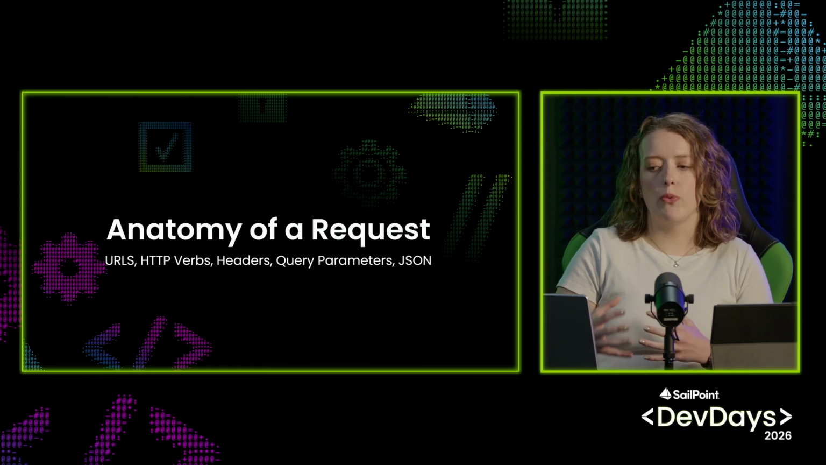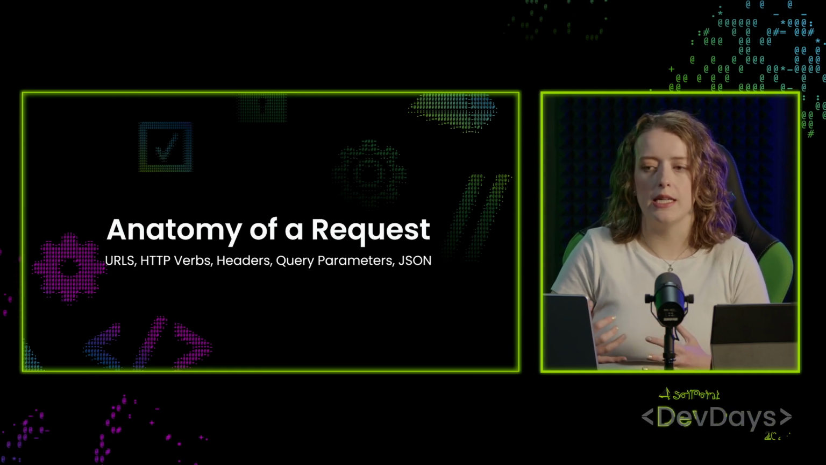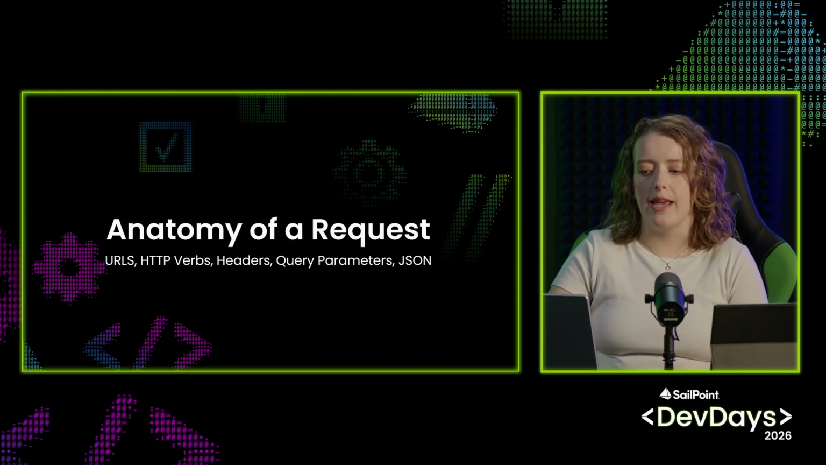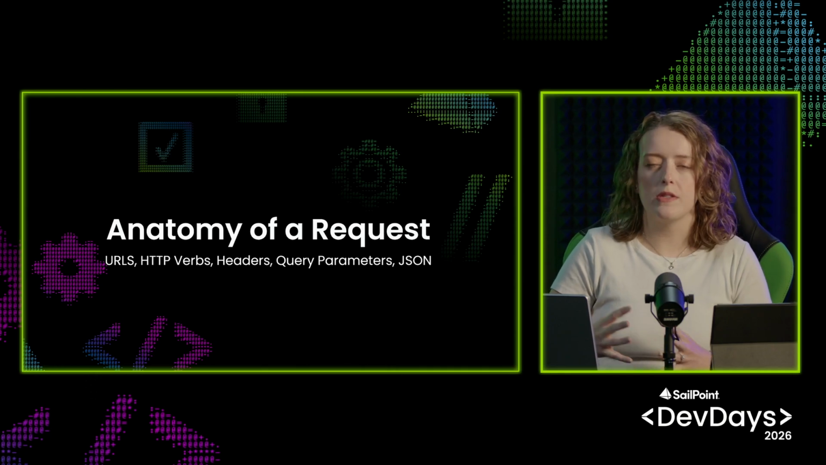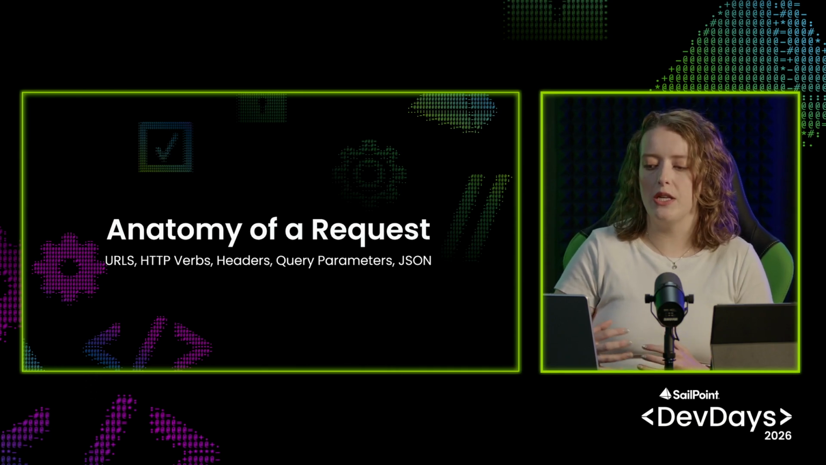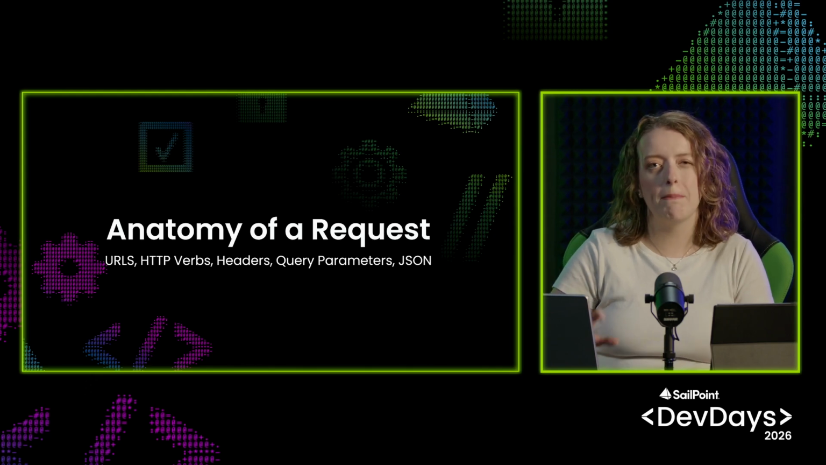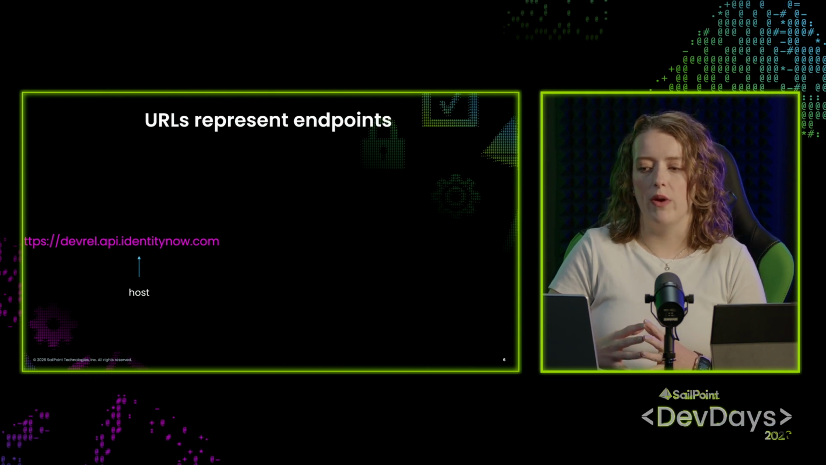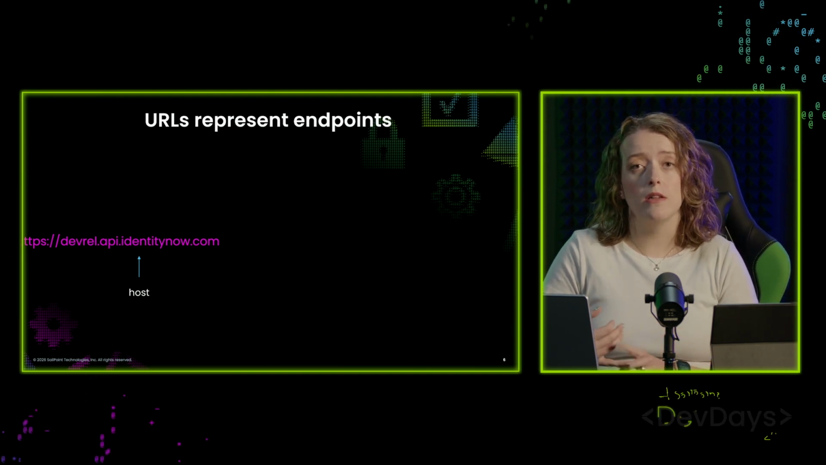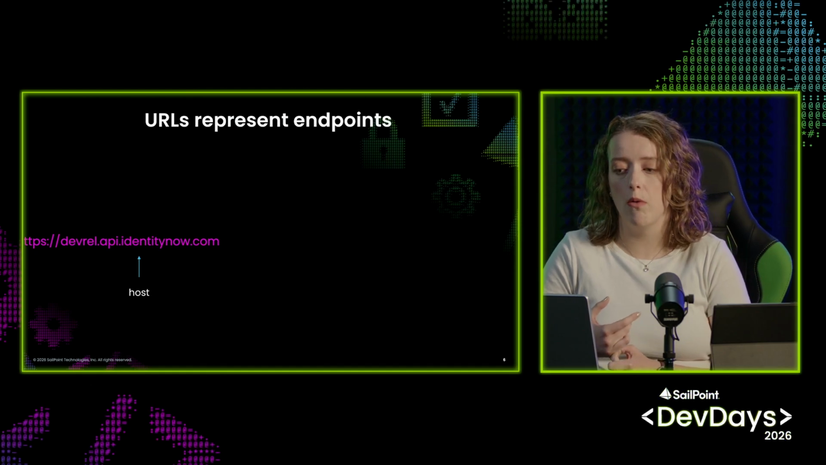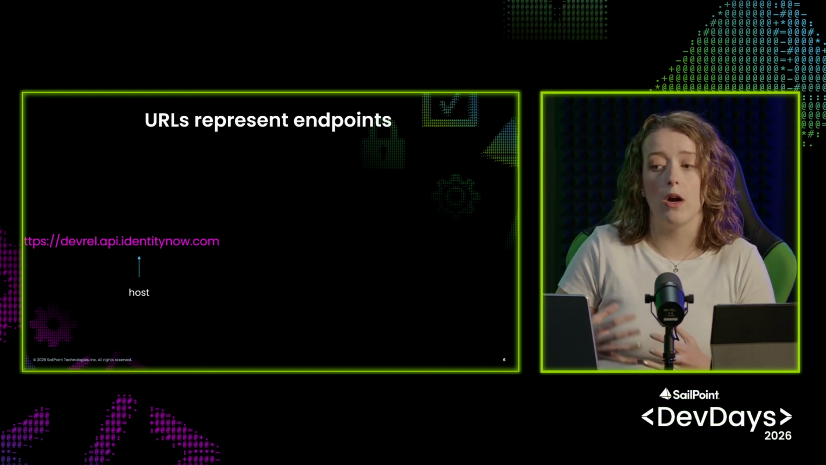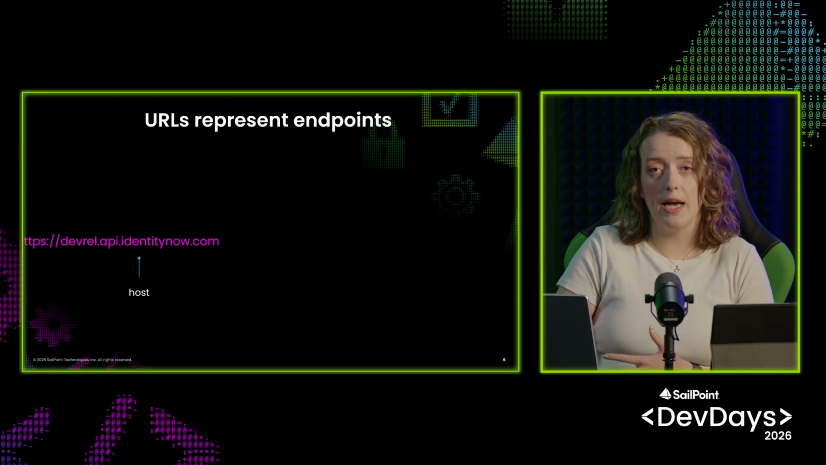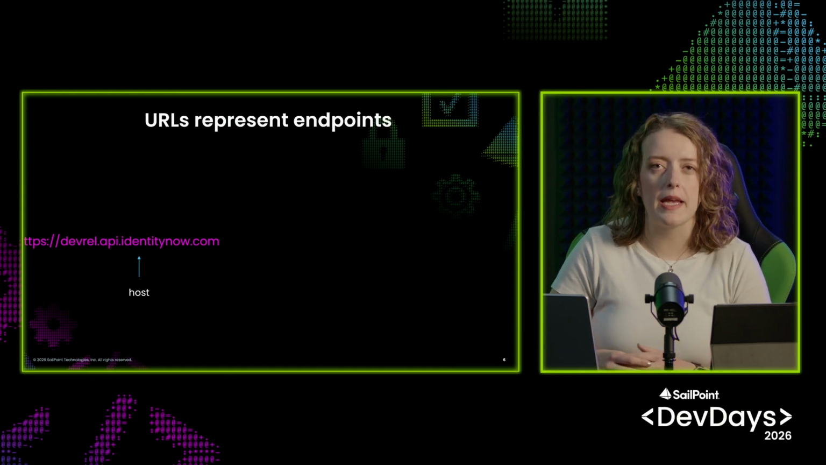So let's actually break down what an API request is made of. The URLs, the HTTP verbs, headers, query parameters, and JSON. Now, every resource in a REST API has a unique URL that identifies it. So let's build one up piece by piece to see what it looks like. We're going to first start with the host. In this example, it's devrel.api.identitynow.com, and that is the server that we are talking to. This is SailPoint's developer relations team's tenant, but your own tenant URL is going to follow the same pattern here.